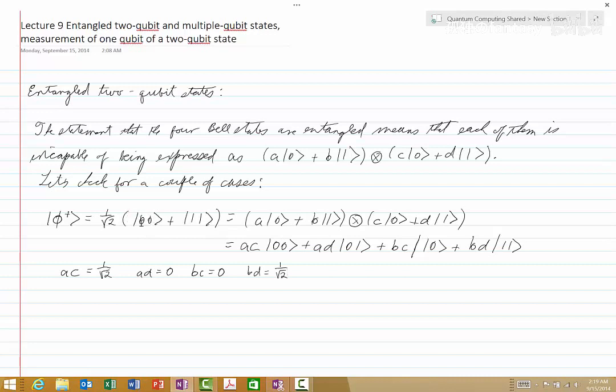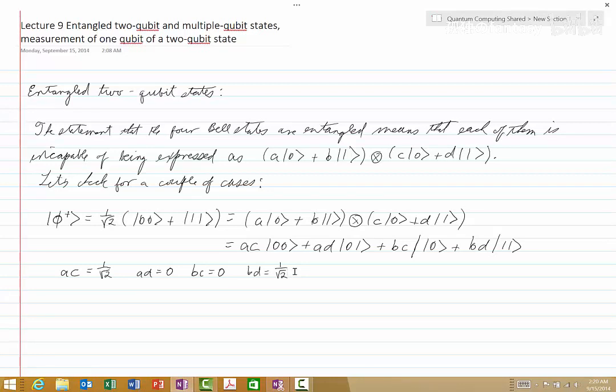So the coefficient of |00> up here is 1 over square root of 2, so the same thing must be true down here. And that's how we get AC is 1 over square root of 2. The coefficient of |01> down here is AD, but there's no |01> term up here, so AD must be 0. Likewise for BC. And then the coefficient of |11> is BD, and the coefficient of |11> up here is 1 over square root of 2. So this is how we get these four equations.